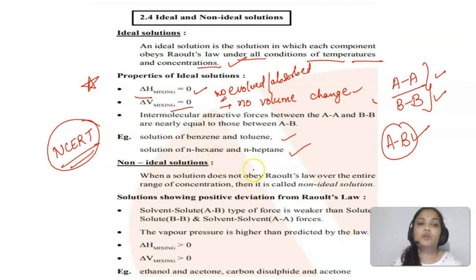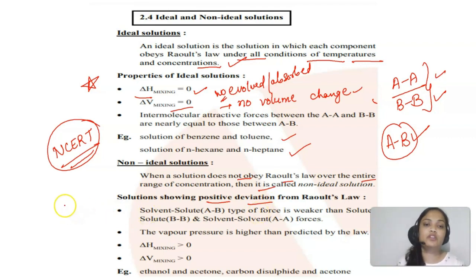Now if I talk about non-ideal solutions, they are the ones which do not obey Raoult's law over the entire range of concentration. Now there can be two cases. Either the vapor pressure could be more than what is expected from Raoult's law, or the vapor pressure could be less. So there is positive deviation from Raoult's law and negative deviation, where positive deviation means the vapor pressure is more. So when will the vapor pressure be higher, students?